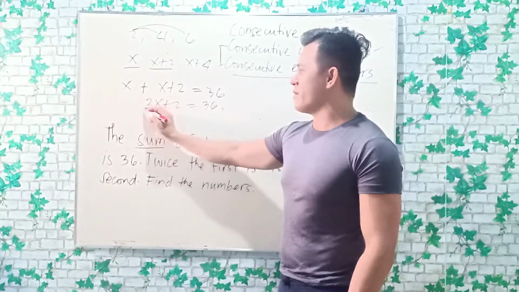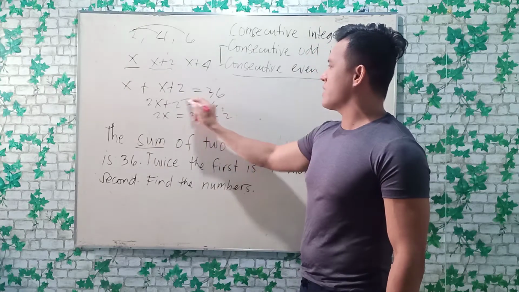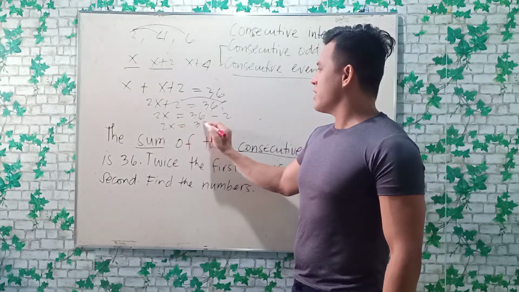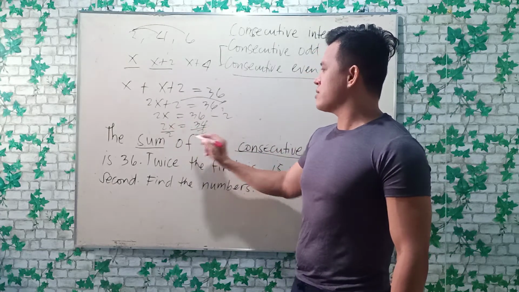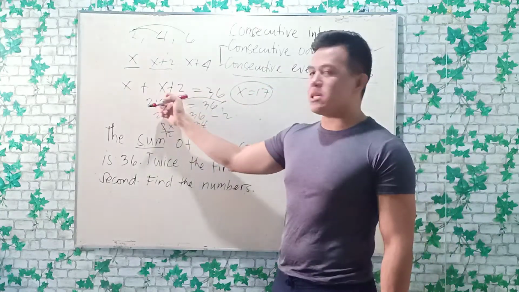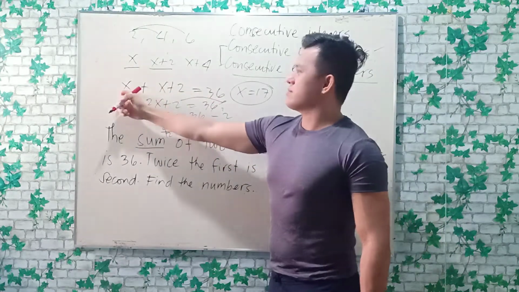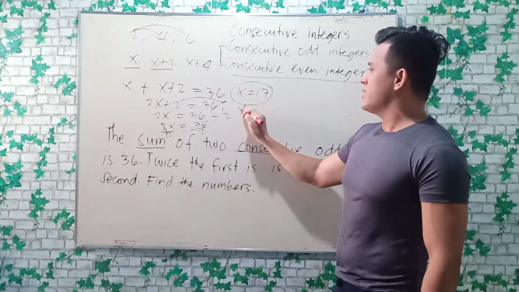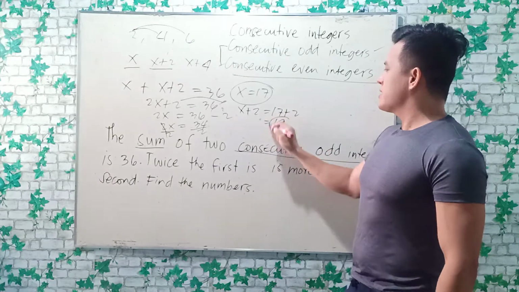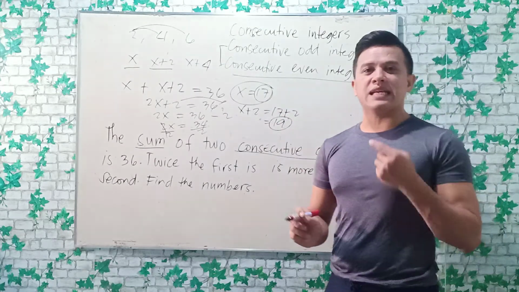Let's try to check that. Solve first for x. We have 2x is equal to 36 minus 2, because we're going to transpose this 2. So 2x is equal to 34, divided by 2 on both sides, so x is now equal to 17. Now, the second integer is x plus 2. Our x is 17, so x plus 2 is equal to 17 plus 2, and that is 19. As you can see, they are consecutive odd integers, which are 17 and 19.